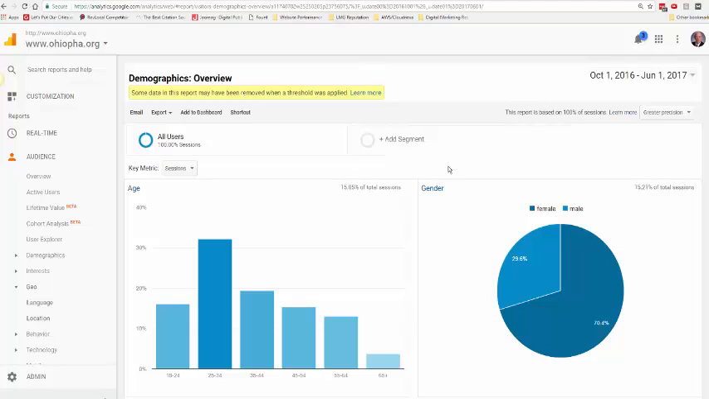Let's go to demographics, probably no surprise here. 25 to 54 is the biggest age group, 32%. If you look at 25 to 54, if my math is right, that's like 70% of visitors fall into that age range. The majority of them are female, 70% versus 30% for male.